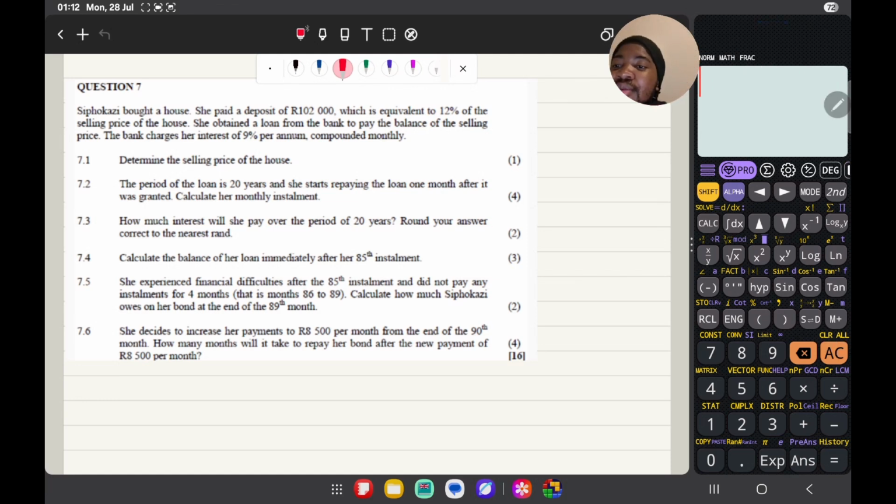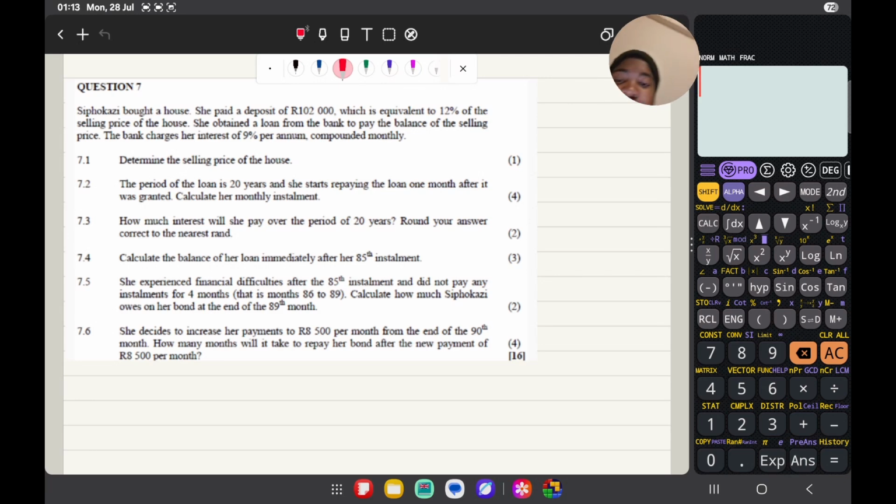Sipho Kazi bought a house. She made a deposit of 102K, which is equivalent to 12% of the selling price of the house. She obtained a loan from the bank to pay the balance of the selling price. The bank charges her interest of 9% compounded monthly. Cool. Determine the selling price.